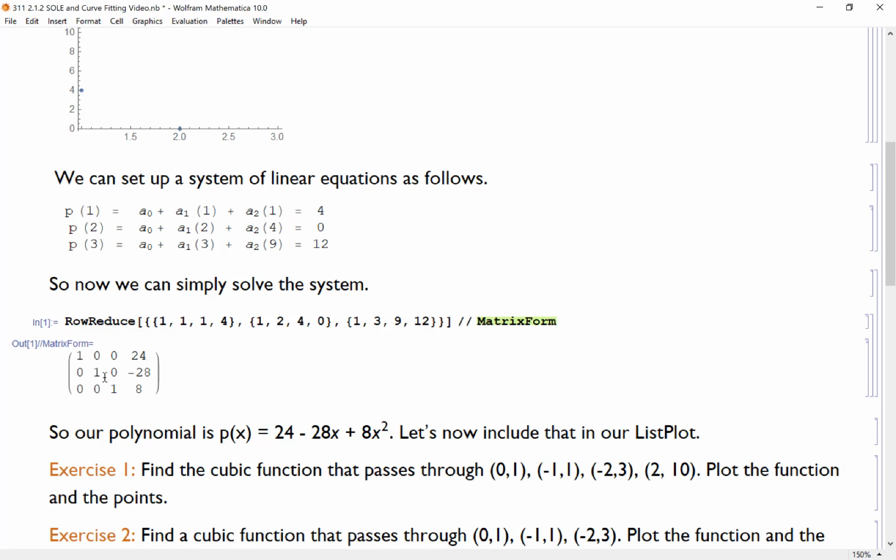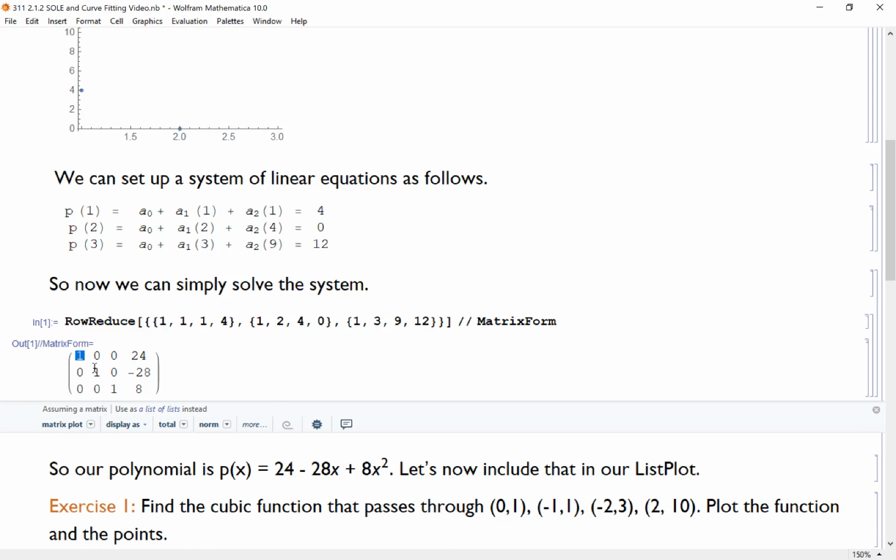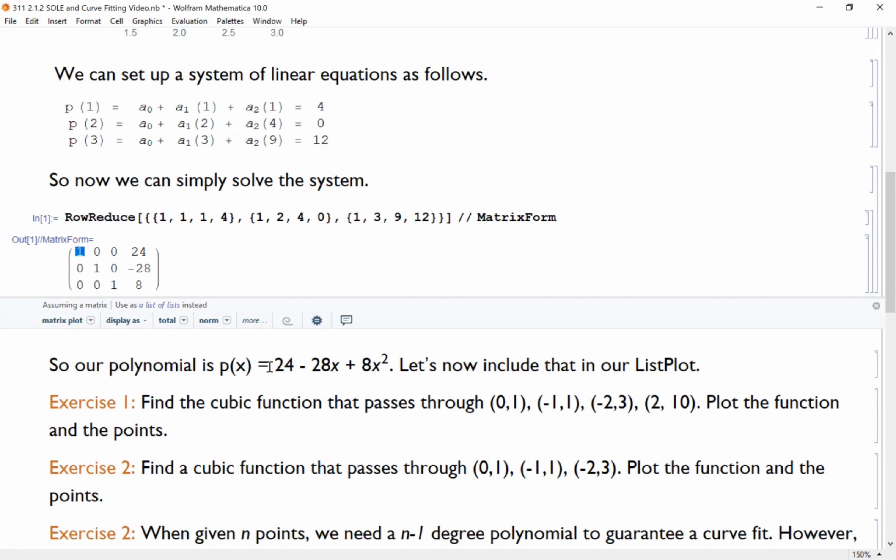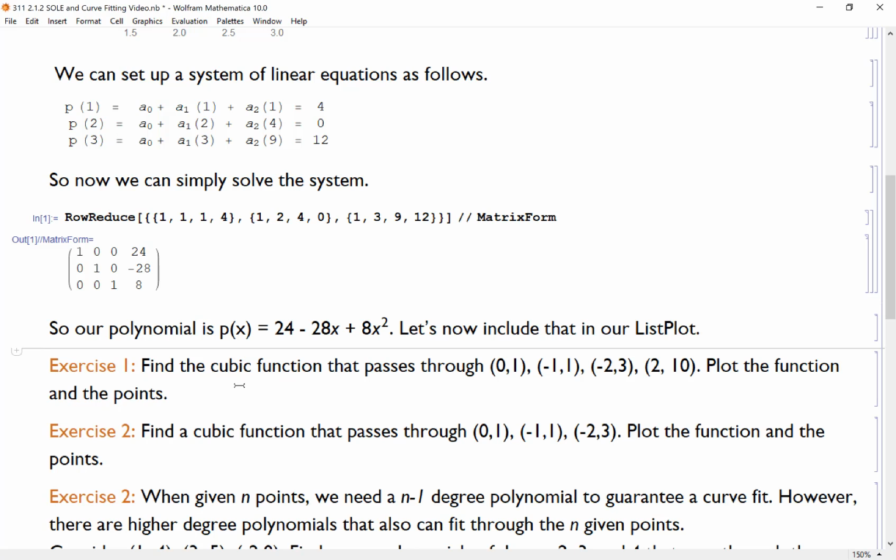And the way we read this then is that a sub 0 equals 24, a sub 1 equals negative 28, a sub 2 equals 8. So our polynomial then is 24 minus 28x plus 8x squared. And I would like to plot that with my ListPlot just to get a good visual of that curve that passes through the 3 points.